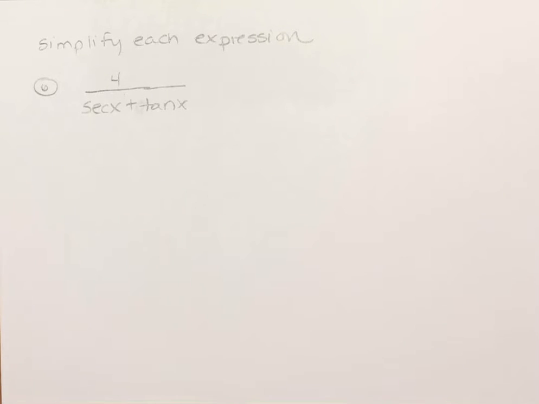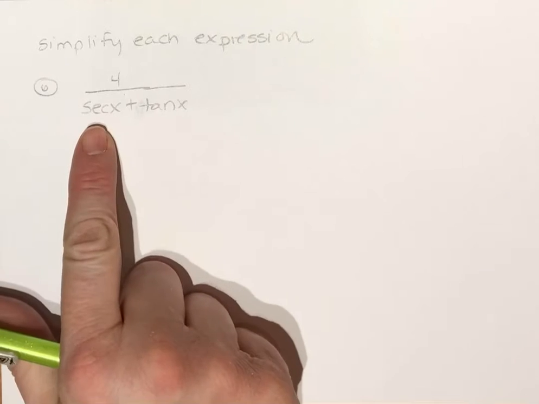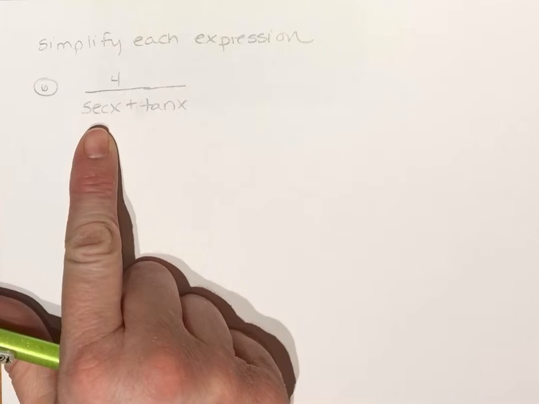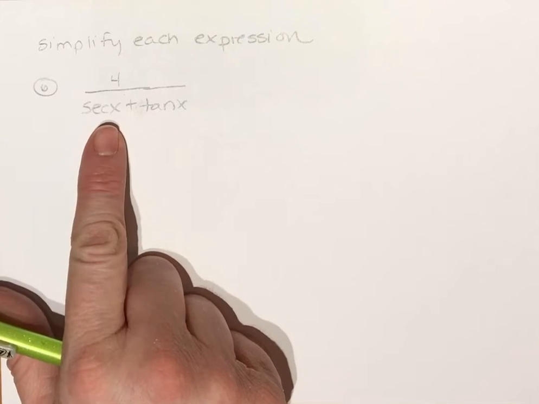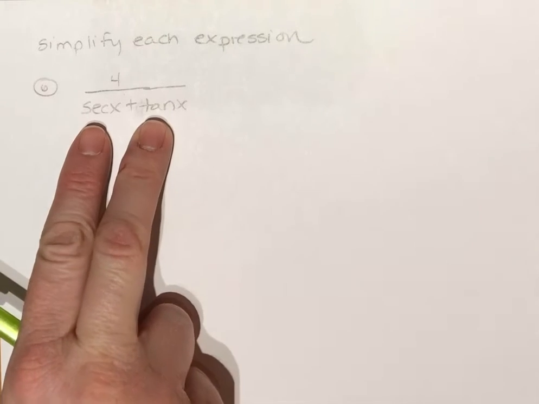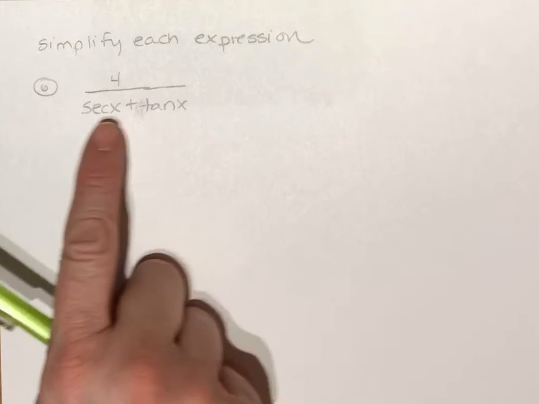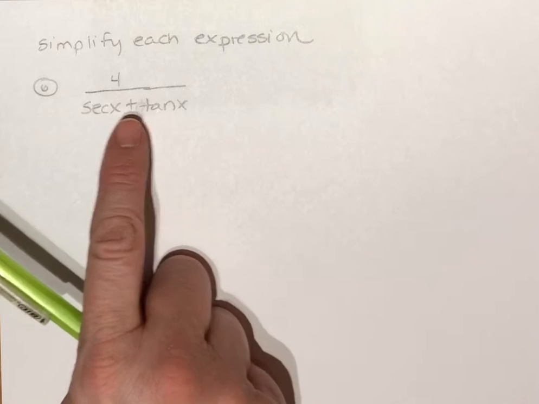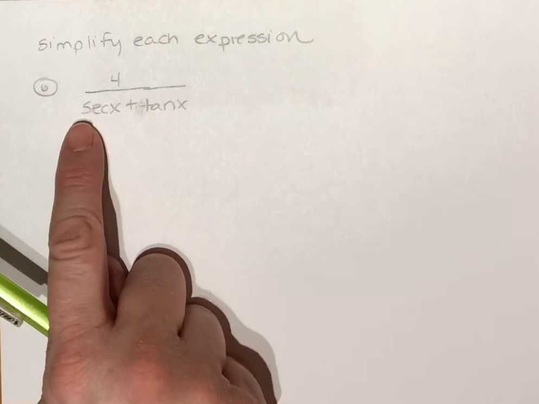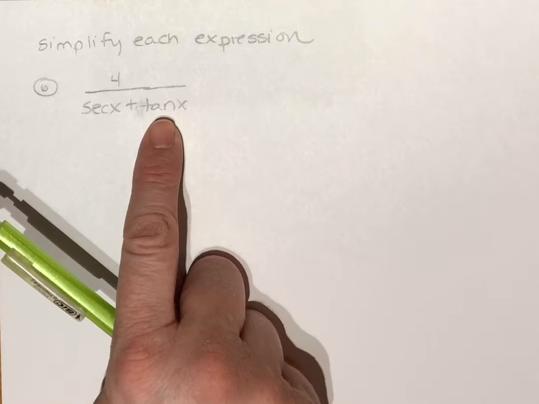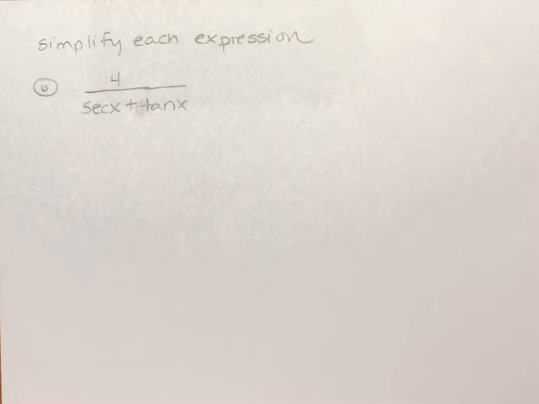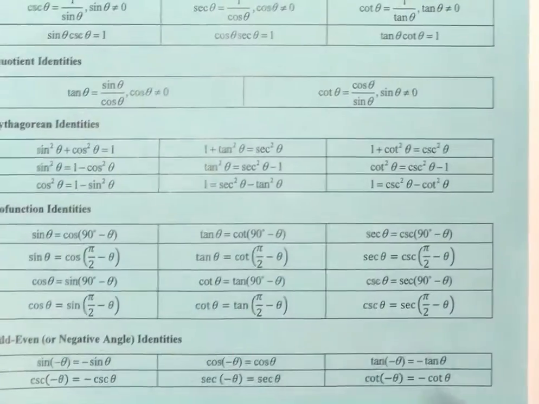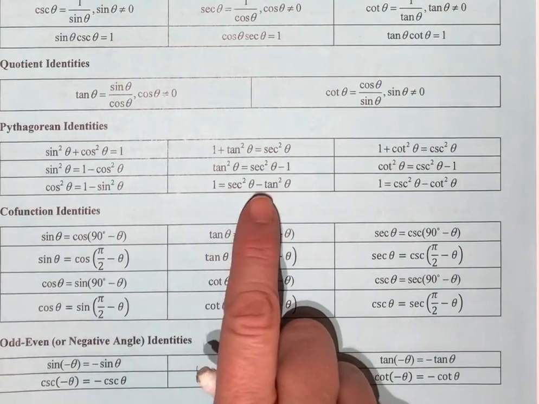All right, last one from section 5.1 that I'm going to do. You could change this to sines and cosines. What I also see is secant plus tangent. If I multiply by secant minus tangent, I'll have secant squared minus tangent squared, and secant squared minus tangent squared is equal to 1, which is very helpful, okay?